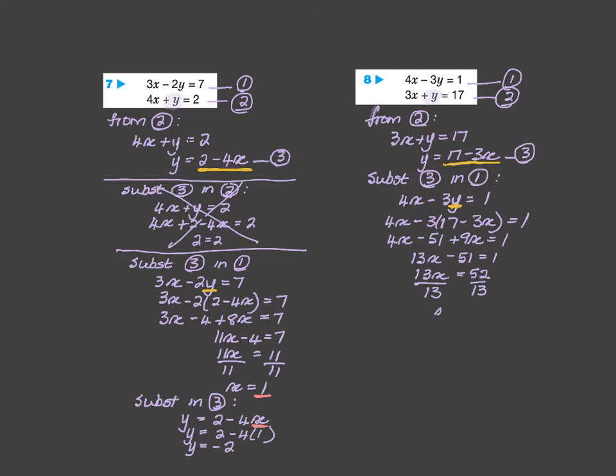13 divided by 13 is 1. x is equal to 52 divided by 13, which is 4. Now I'm going to substitute back into 3 just because it's easier. What is equation 3? y is equal to 17 minus 3x. What substitution am I doing? x is equal to 4, and so I'm going to put 4 in the place of x. y is equal to 17 minus 3 times 4 in the place of x. y is equal to 17 minus 12, so y is equal to 5.